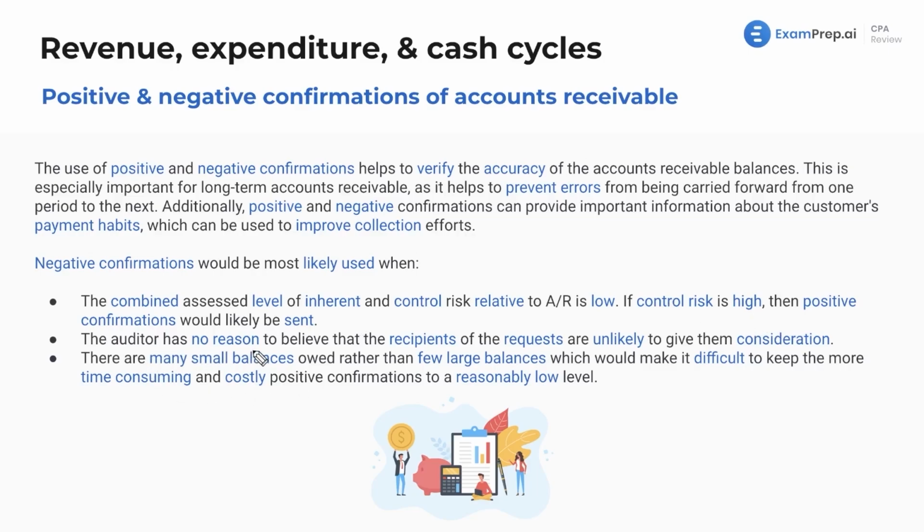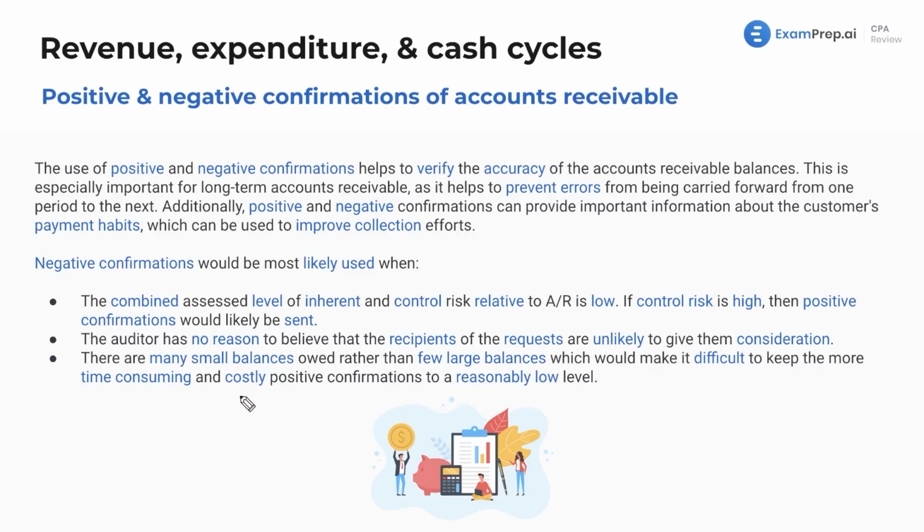The auditor has no reason to believe that the recipients of the requests are unlikely to give them consideration. So, negative confirmations would be used if the auditor is very confident that everyone they're sending to is going to respond accurately. And then, lastly, there are many small balances owed rather than a few large balances, which would make it difficult to keep the more time consuming and costly positive confirmations to a reasonably low level.